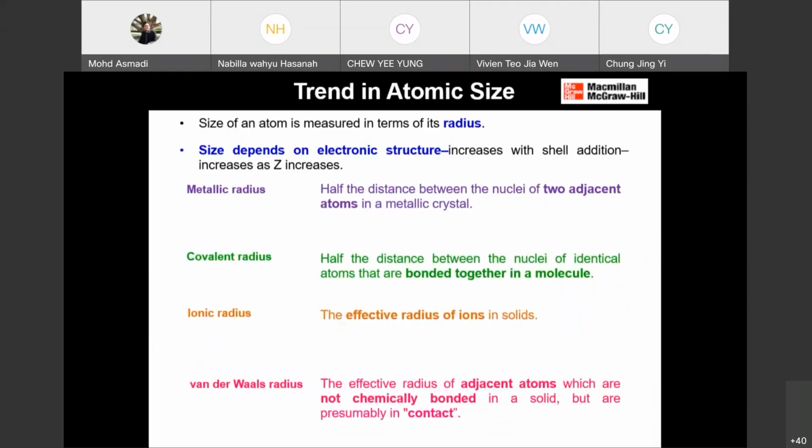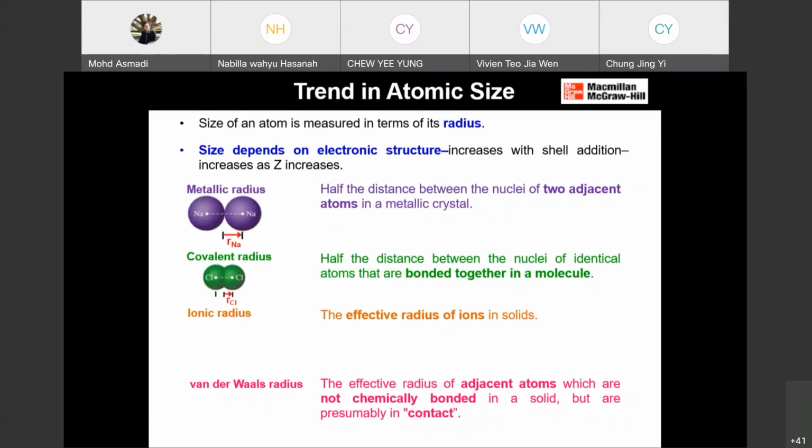Okay, trend in atomic size. If you look at here, the size of atom is measured in terms of radius. Okay, it depends on the electronic structure. So meaning that if you still remember the model, the orbital, right, increasing in the shell, the size will increase as that increases. Okay, so metallic radius, if you look at here, is half the distance between the nuclei of two adjacent atoms in a metallic crystal. For example, sodium and sodium, potassium and potassium. Okay, covalent radius.